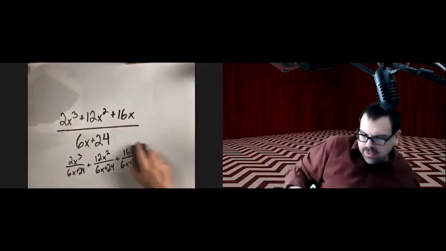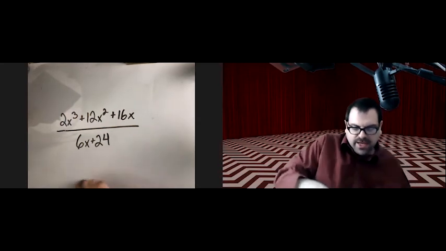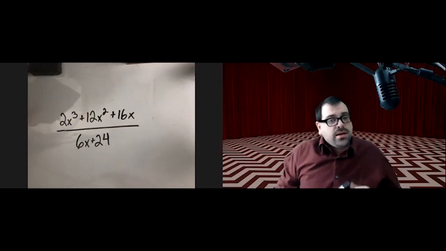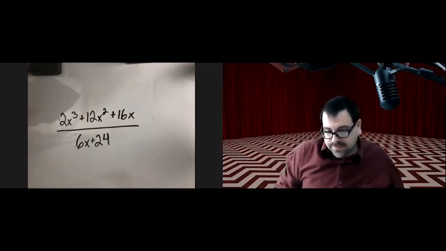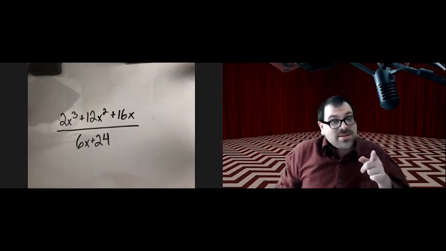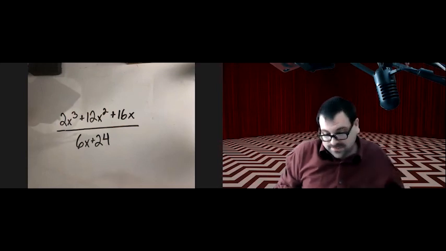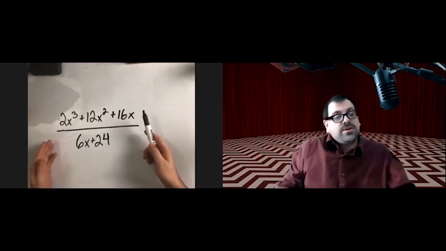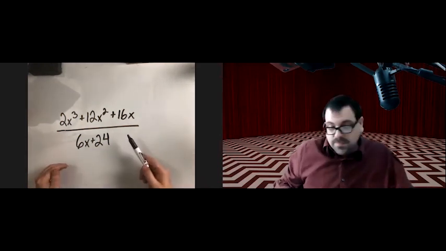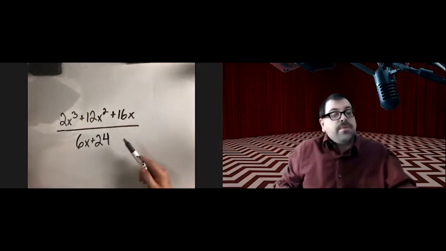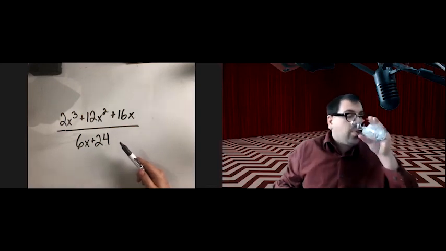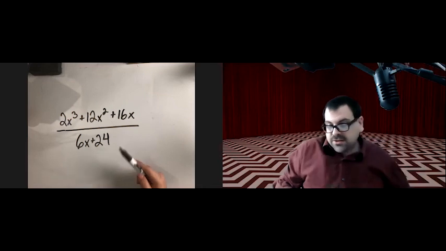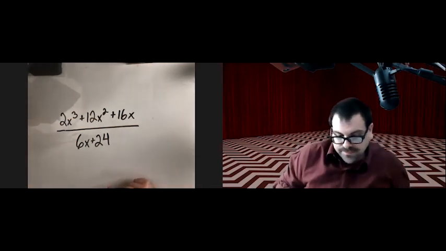Only by writing everything as multiplication, only by writing everything as factors, can we reduce. And that's why we just learned how to factor. So let's factor the top. Let's factor the bottom. What's the first step in factoring anything? That's right. See if we can factor out a greatest common factor.